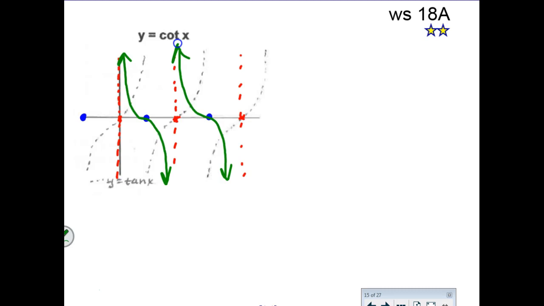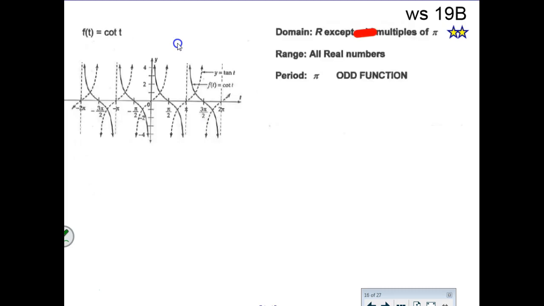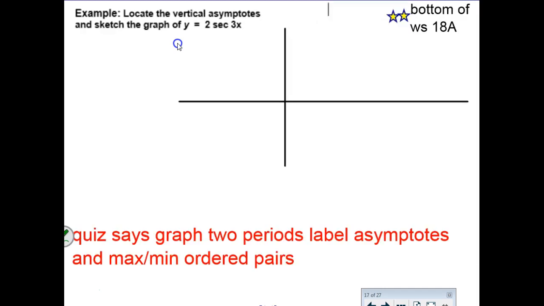So you're going to be graphing unusual graphs today. That's the moral of the story. Let's look at some more examples. Where do they want you flipping now? Worksheet. No, not 19. Okay. Bottom of worksheet 18A, apparently.